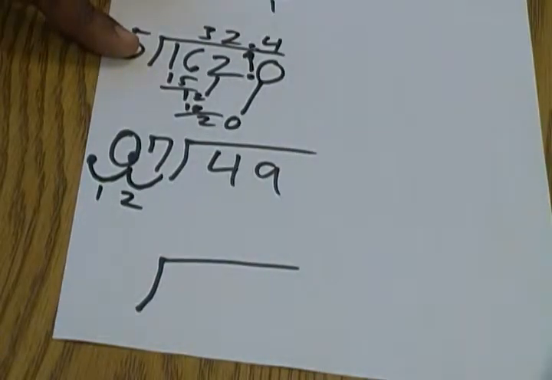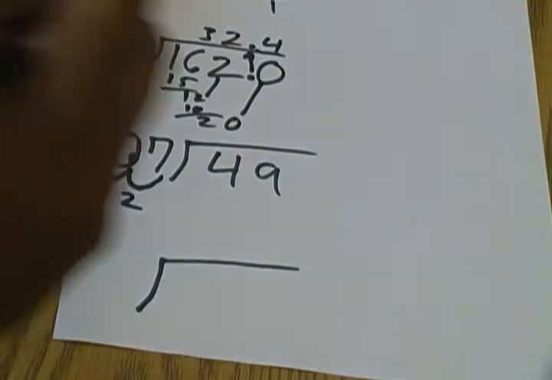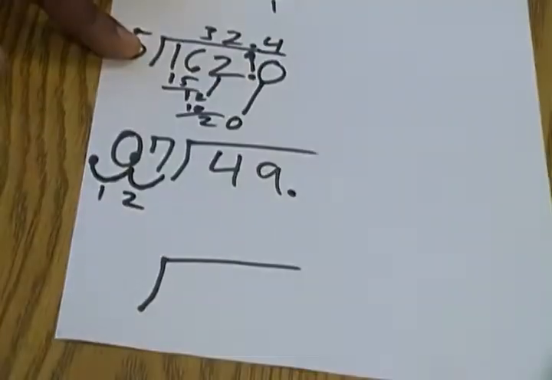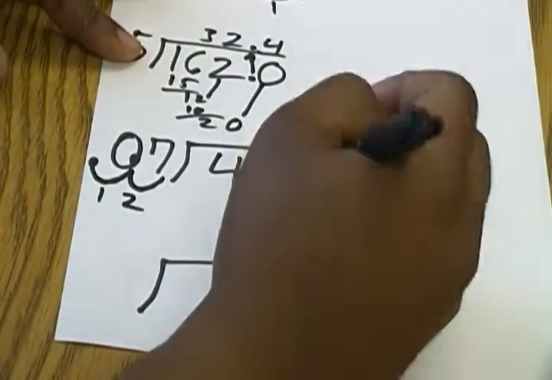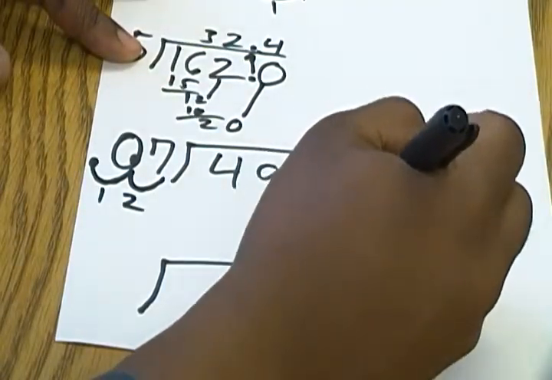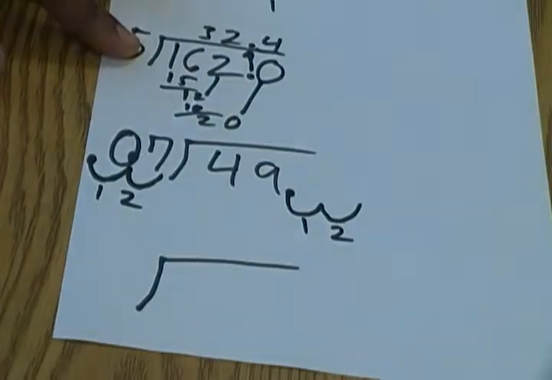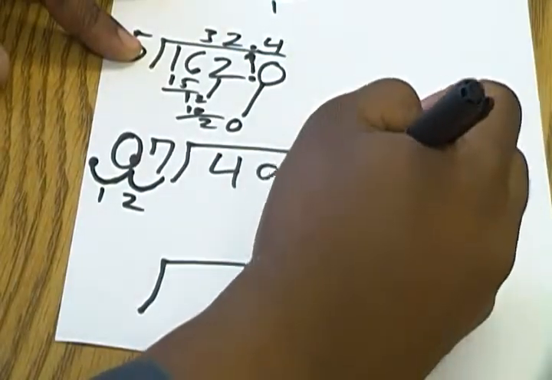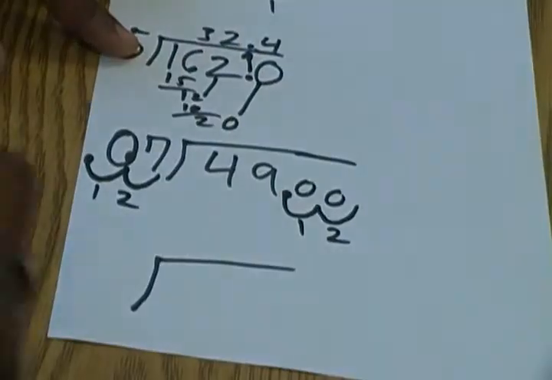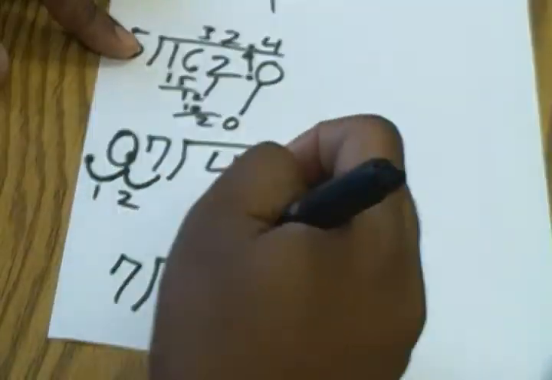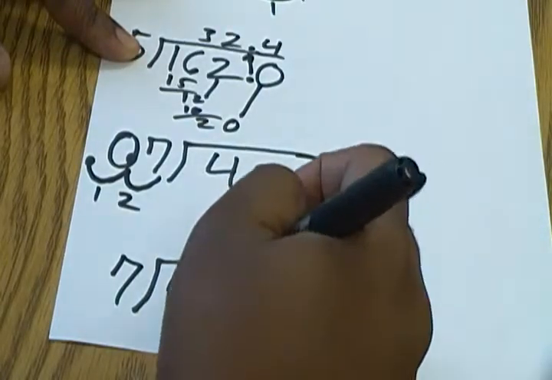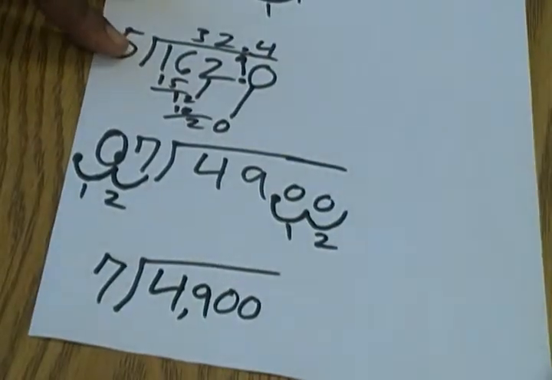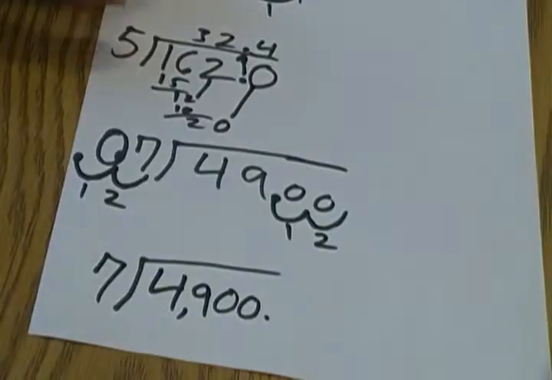Now once again, if you don't see a decimal, it doesn't mean it's not there. It's just behind the number. We still have to hop this over twice also. 1, 2. Now there's nothing there, so I need to put placeholder zeros. Now that we have that, we can bring down our problem. So it's 7 on the outside as our divisor, 4,900 on the inside.